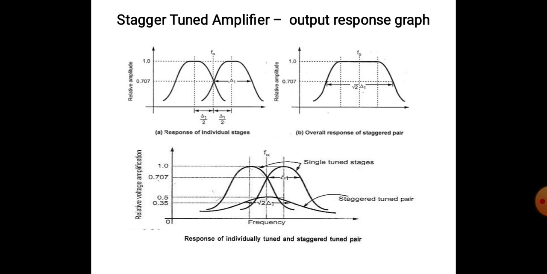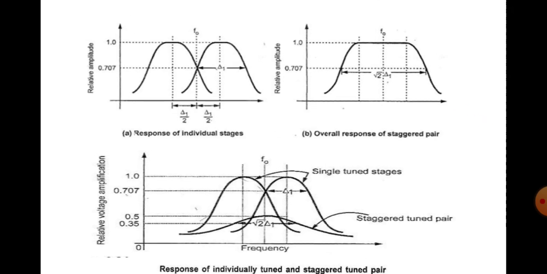And here comes the stagger tuned amplifier. Instead of explaining the stagger tuned amplifier with the circuit, we see the output response graph, so that the difference between the double tuned amplifier, single tuned amplifier and stagger tuned amplifier can be best explained. First is the response of individual stages of the tuned amplifier. As we know, if the frequency of each stage is different, then we get a different frequency response for each stage, as denoted here.